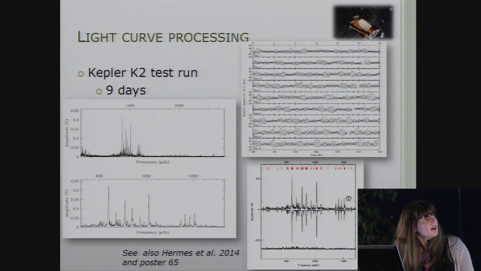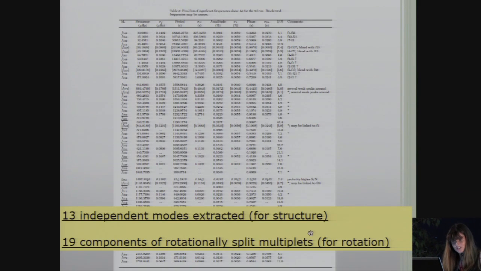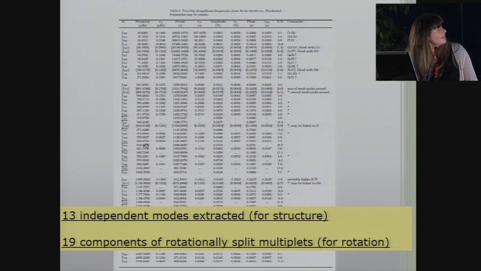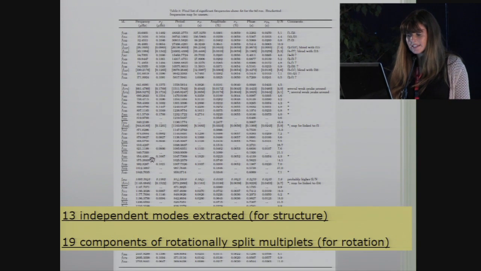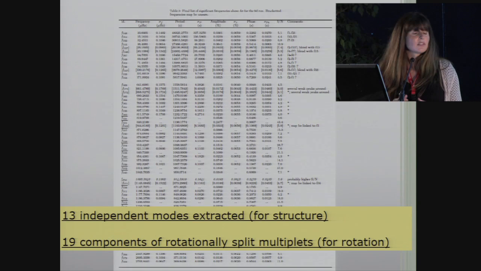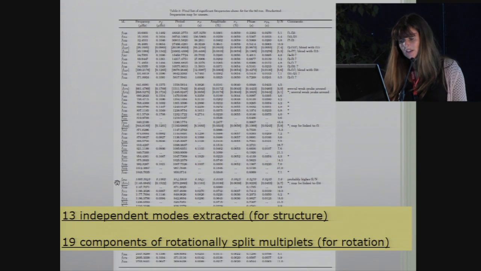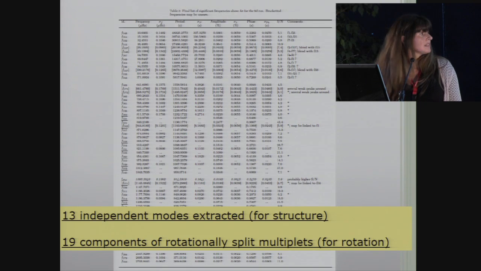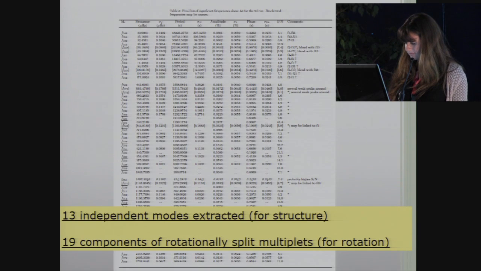Here we have a regular peak extraction. Here is the Fourier transform, and here is the recombined Fourier transform. Here is just a simple subtraction of the two. So I think a good job was done. Out of that, we get a whole bunch of frequencies. Some of them are linear combinations up there, and we have some more down there. Mainly, out of that, we have 13 independent modes that we extracted, which are going to be used for determining the structure of the star. We identified 19 more components coming from rotationally split multiplets. These are going to help us with the rotation part.